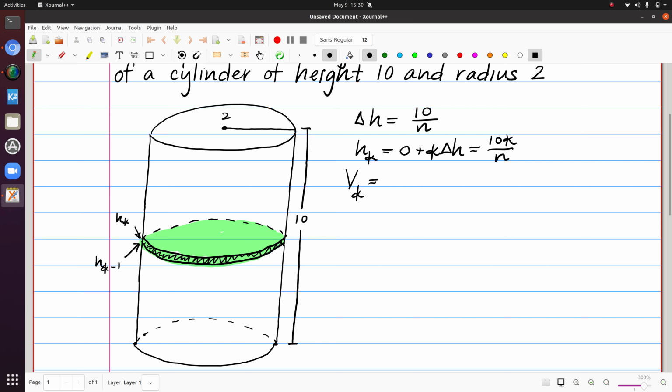You can think about it as a very squat cylinder. The radius is fixed. It's going to be 2. The height of this is going to be delta h. So if I'm going to find the volume of that green cylinder, I'm going to get the base area, so pi times 2 squared, that's the area of that circle, times the height, which is delta h.